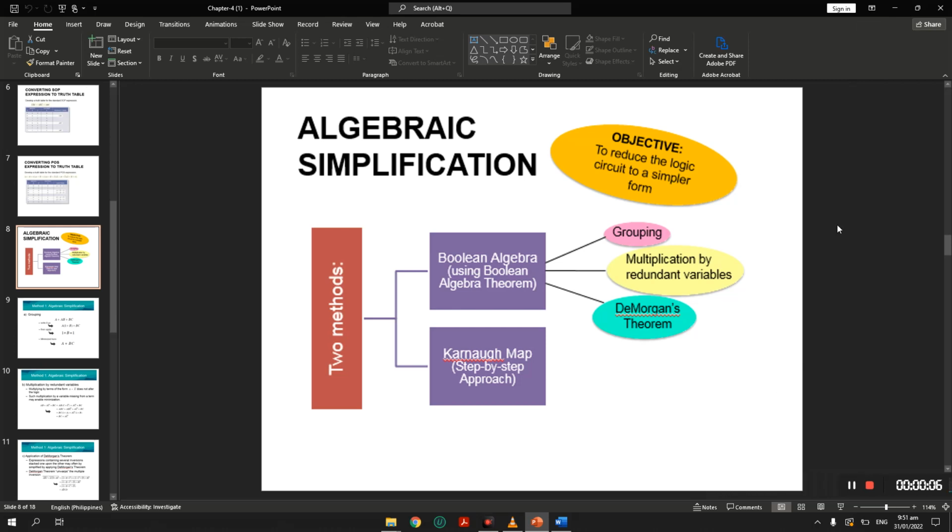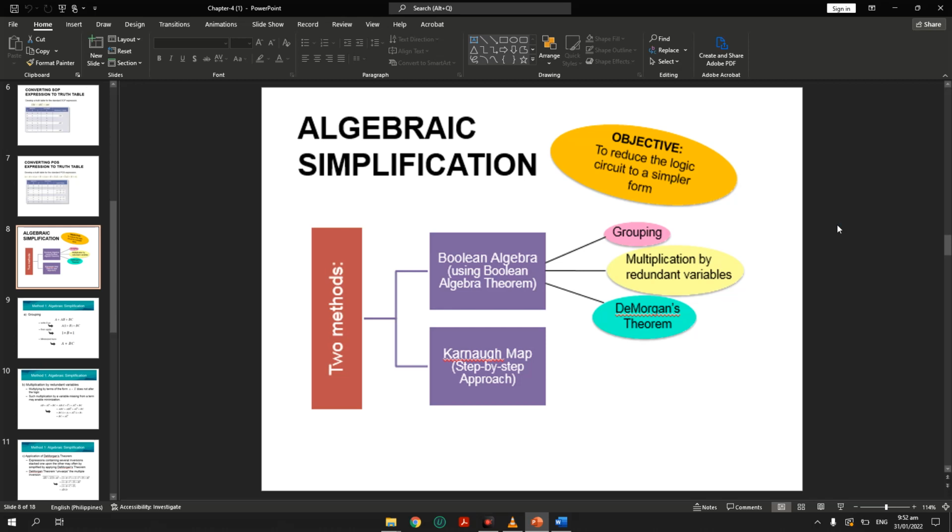Now let's go to algebraic simplification. There are two methods in simplifying our algebraic expression, which we have derived from our truth table. First is using Boolean algebra, using the Boolean algebra theorems for the identities that we have discussed in the previous chapter on Boolean algebra. And the second one is Karnaugh mapping, which we will be discussing step by step later on.